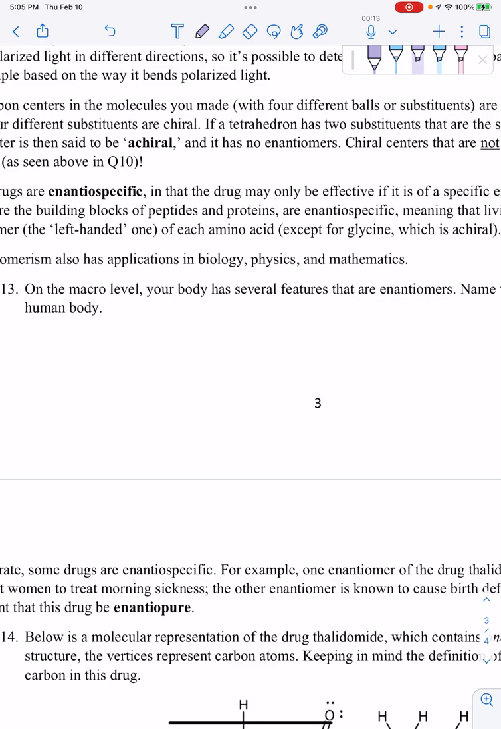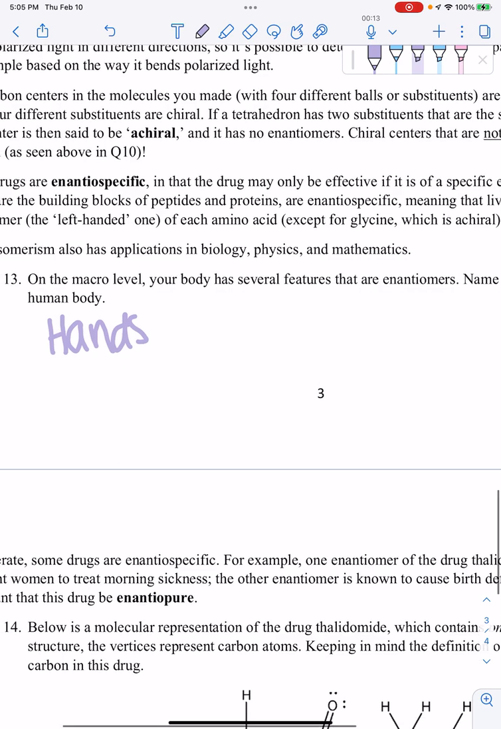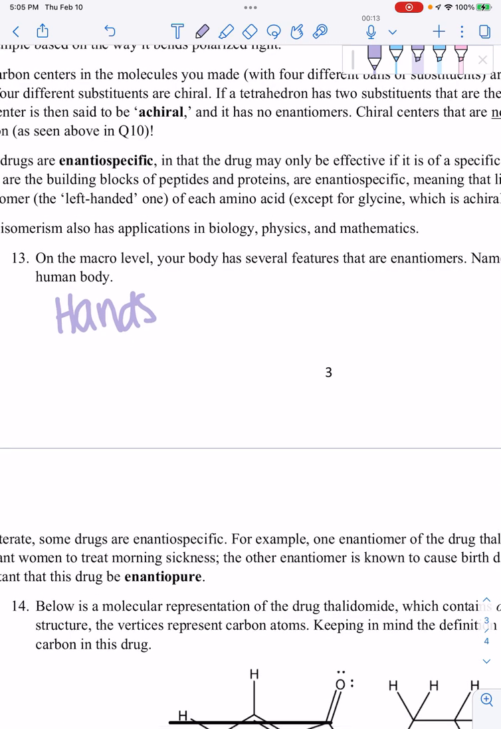So we can have hands here, and then we also want to think about other things that come in pairs that are reflected across our body that we can't perfectly overlap. And so that could be our feet.